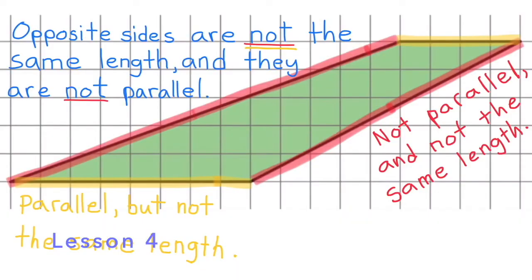This quadrilateral is not a parallelogram because its opposite sides highlighted in red are not the same length and not parallel, and the opposite sides highlighted in yellow are not the same length. To be a parallelogram, the opposite sides would have to be parallel and be the same length.